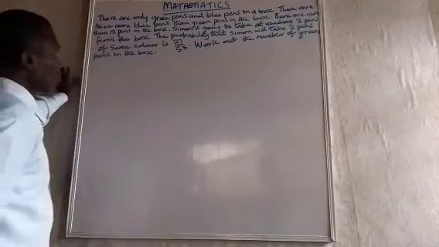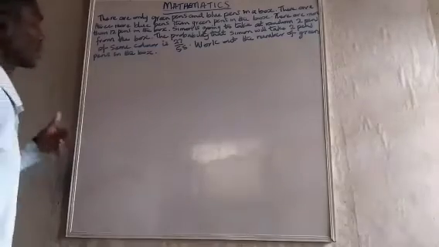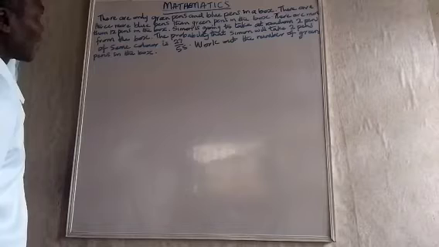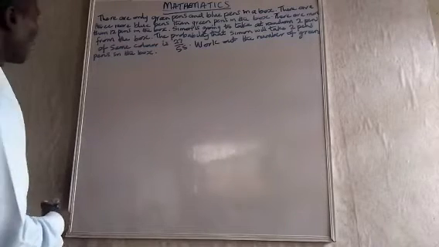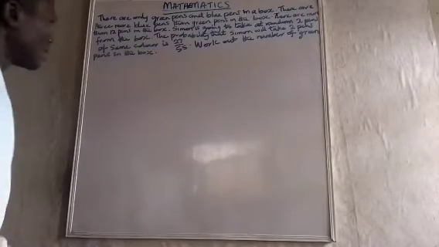There are only green pens and blue pens in the box. There are 3 more blue pens than green pens in the box. There are more than 12 pens in the box. Simon is going to take at random 2 pens from the box. The probability that Simon will take 2 pens of the same color is 27/55. Work out the number of green pens in the box.